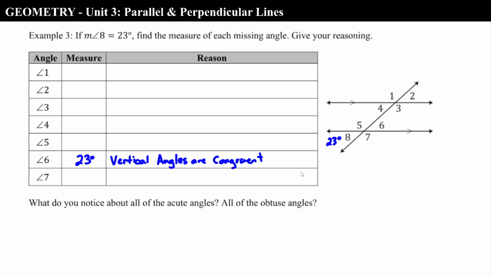Now let's see where else we can go. Well, we could go to angle 4. We know that angle 4 is going to be 23 degrees because angle 6 is 23 degrees and we have alternate interior angles. So we use the alternate interior angles theorem.